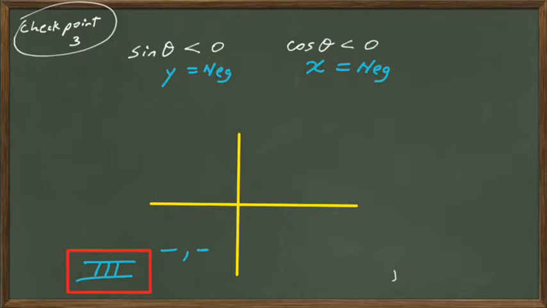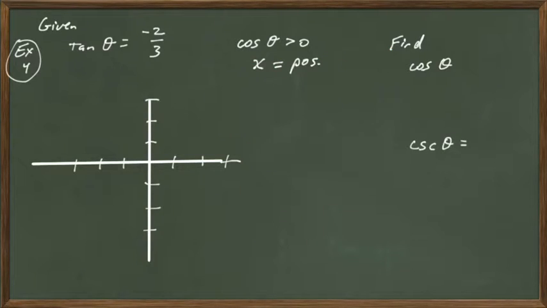Now, if we look at example 4, they want us to find cosine and cosecant. Okay, we want to find a tangent. Remember, tangent is y over x, and it's negative. That only occurs in two quadrants. Would you agree? Because y and x have to be different signs. Where is the x positive?